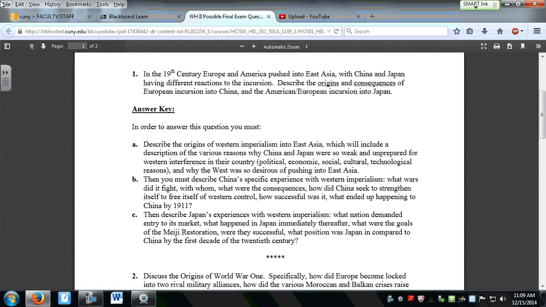Now, so that is how you deal with the origins of this question. Why were China and Japan so weak? And there's multiple reasons. And then, why did the Western nations want to economically penetrate and dominate China and Japan? What was in it for them? Why did they do it?